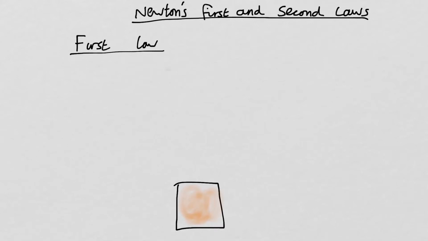Right, so in this video we'll look at Newton's first law and Newton's second law, starting with his first law. We've briefly touched on his first law when we looked at resultant forces. His first law says that if there is no resultant force acting on an object, the object will continue moving at whatever velocity it was moving at.